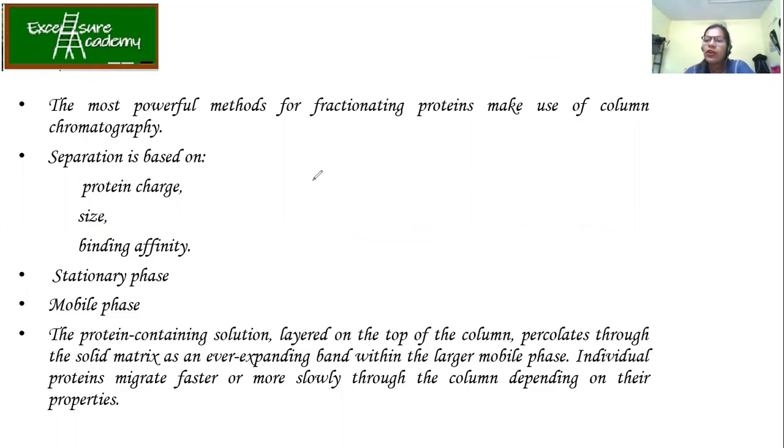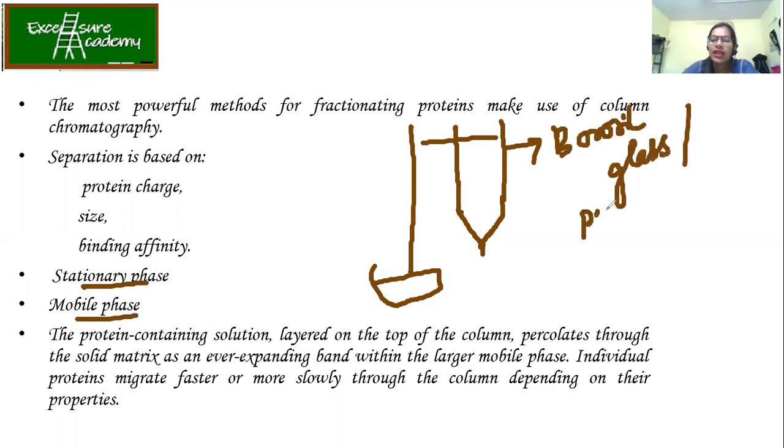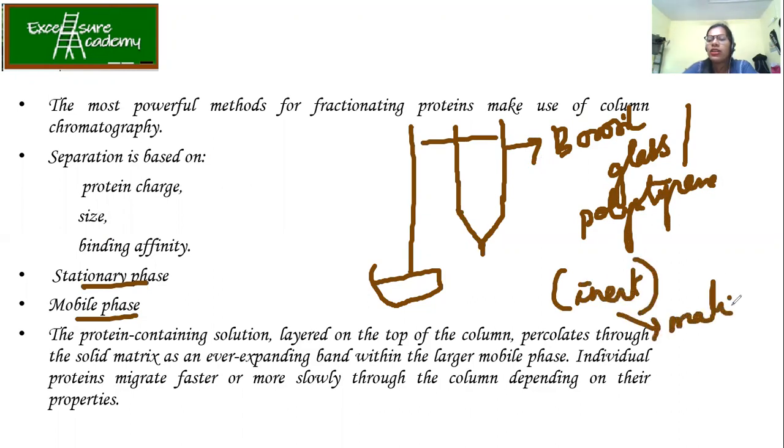Now something is common to all of them, and that is the stationary phase and the mobile phase. To understand what the stationary phase and mobile phase are, you have to imagine there is a column. So this column is made and you have a stand which is holding the column. This column is made of borosil glass or polystyrene. These have to be inert. What does it mean? The surface shouldn't react with the matrix or the protein.